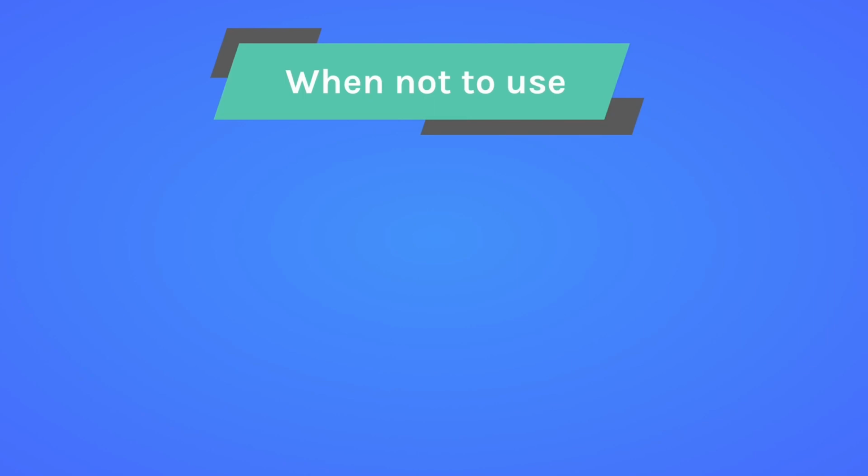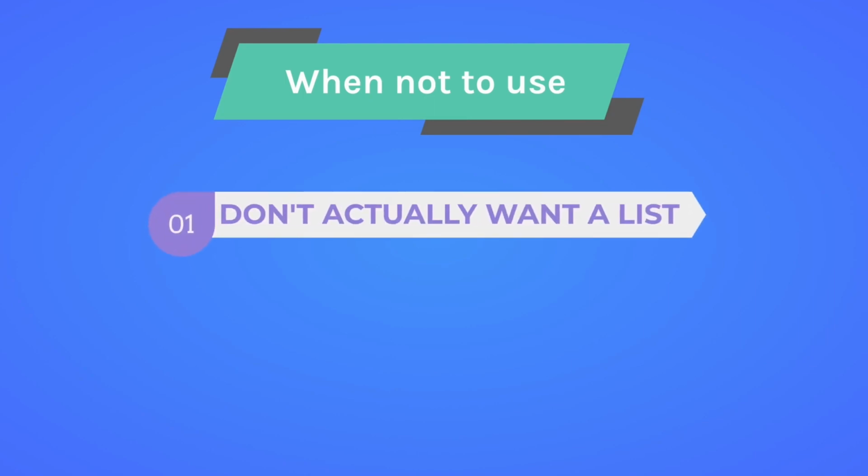Two common cases where you shouldn't use a list comprehension are: First, you don't actually want a list. List comprehensions build lists, but that's not the only reason we use for loops. Sometimes we have functions or methods whose main purpose is their side effect, and they don't return anything meaningful.